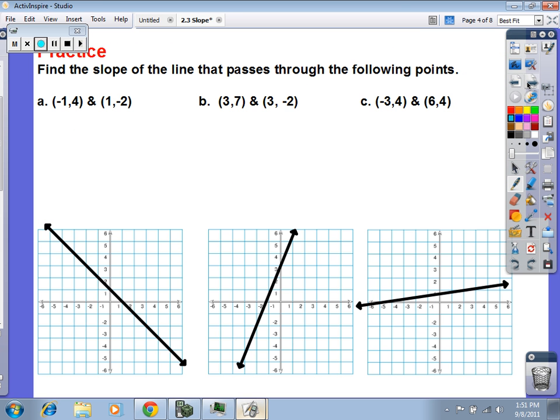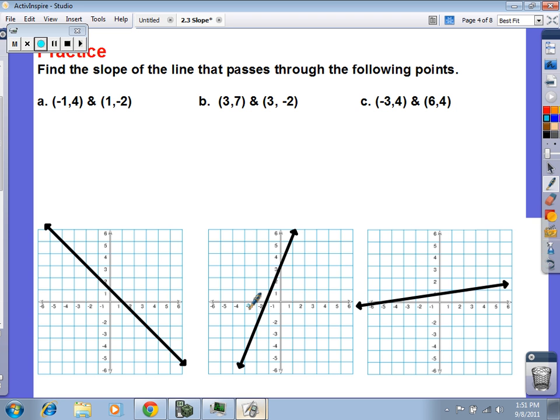Here we go. A, B, and C do not match up with these graphs, so let's ignore these graphs until later. A, your homework is going to give you this. It's going to give you 2 points, and you're going to find the slope of a line that goes through those 2 points. So your first point is -1 and 4 and 1 and -2. What are you going to use to calculate the slope of those 2 points? Manny, you're going to use this.